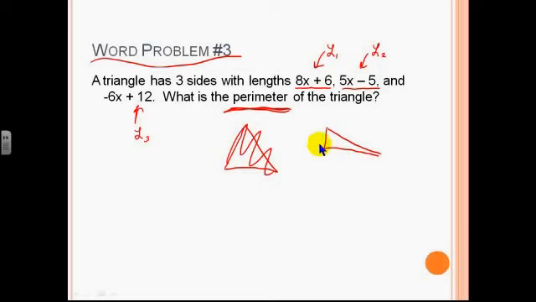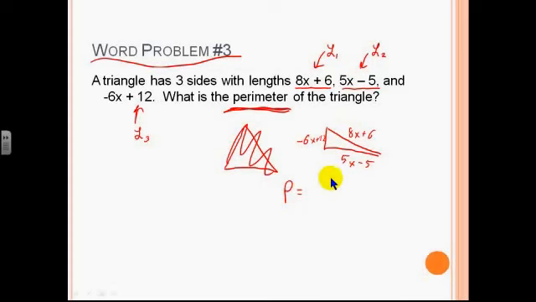Alright, so we're saying that this is the side that's negative 6x plus 12. This side is 8x plus 6, my biggest side. And my bottom side is 5x minus 5. Okay, perimeter. If you remember back, perimeter is add all the sides.